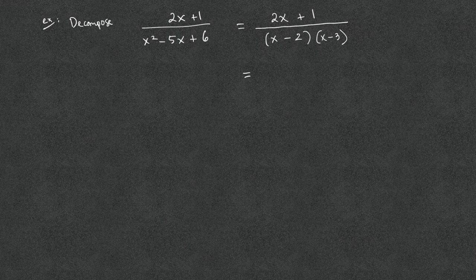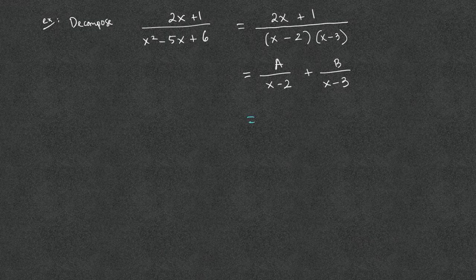We first set up the partial decomposition by writing a over the linear factor x minus 2 plus b over x minus 3. Notice that there are 2 factors in the denominator. We would need 2 rational terms. The next objective is to find the coefficients a and b.